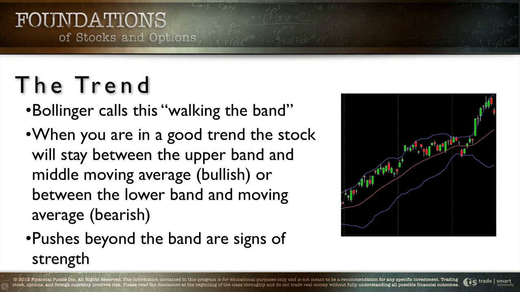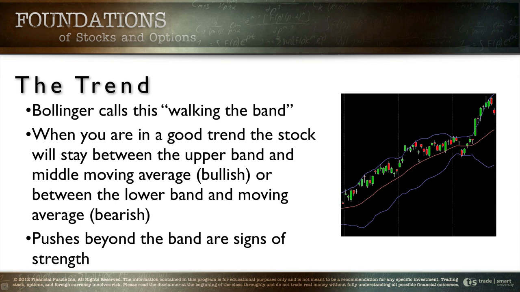John Bollinger refers to this pattern as what he calls walking the band. The idea here is simply that the stock keeps running up into that trading band and it's walking the band. When you're in a good bullish trade, the stock will stay between the upper band and the middle moving average most of the time. When we're in a bearish trade, we'll stay between the lower band and the moving average. So if it was a bearish trade, we would be staying right in here about 90% of the time.